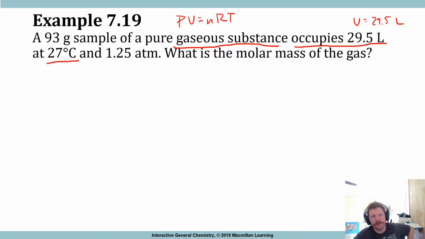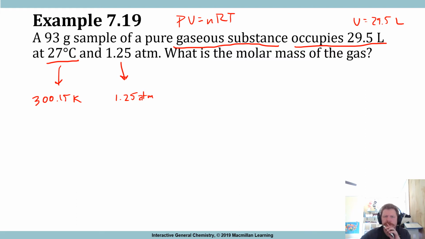Temperature is 27 plus 273.15. That would be 300.15. Pressure is 1.25 atmospheres. What's the molar mass of the gas?